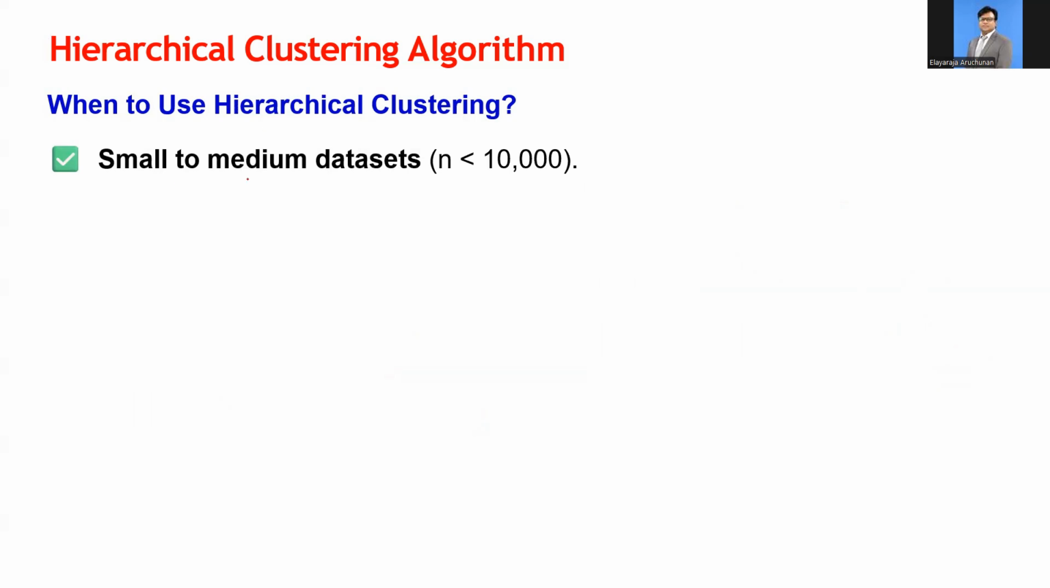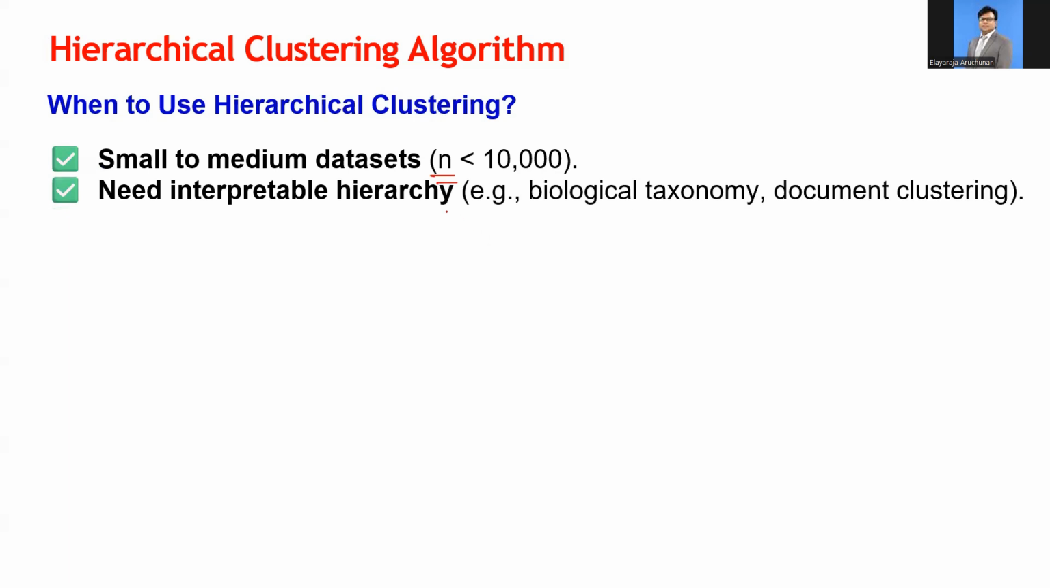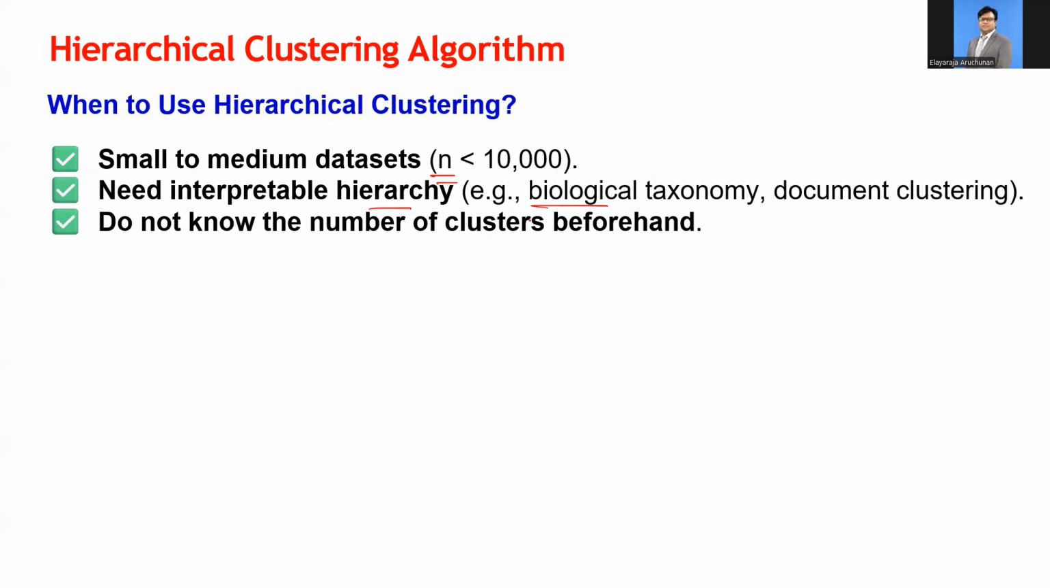First, when we have a small to medium data set, at least fewer than 10,000 data points, you can use hierarchical clustering. Second, if the data set needs an interpretable hierarchy, for example biological taxonomy or document clustering, it is the best technique to use. Third, when we do not know the number of clusters beforehand, hierarchical clustering helps us see how many groups there are in the data set.